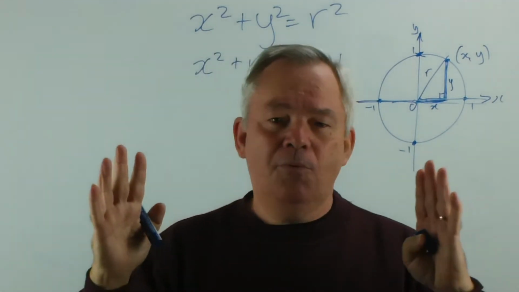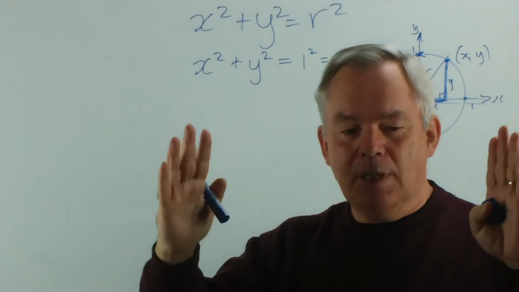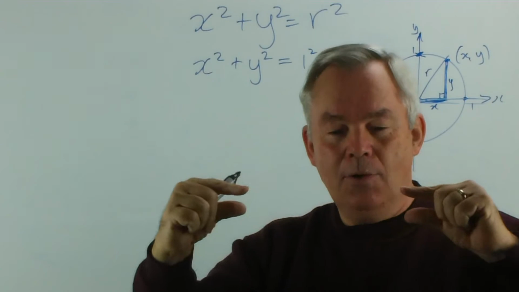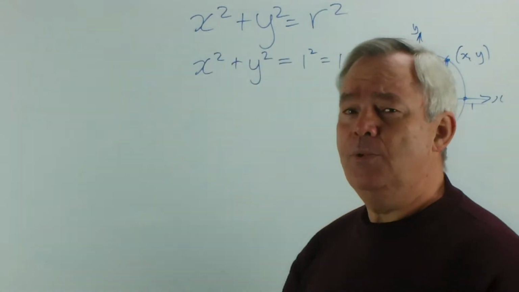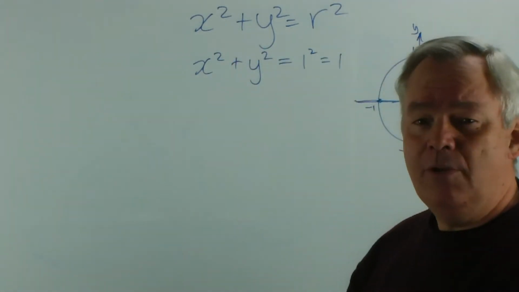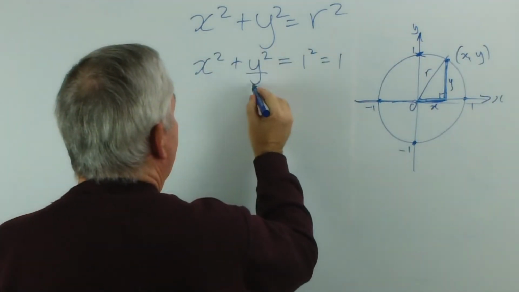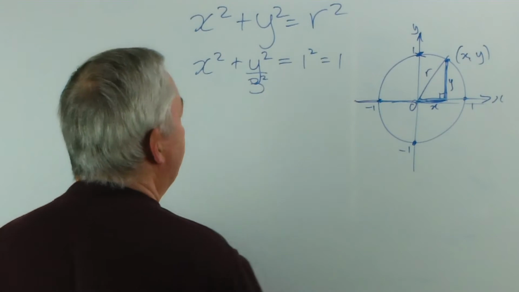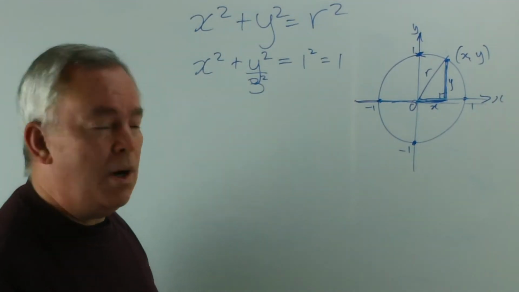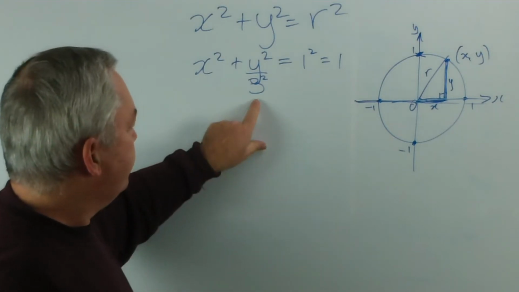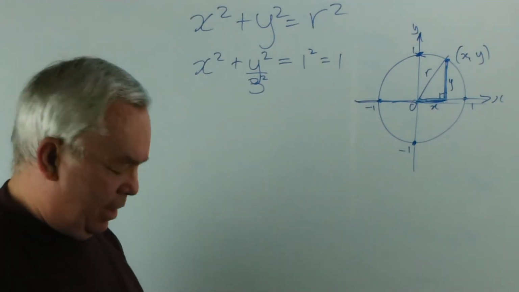Now, if we wish to distort the circle so that we can squash it in, or squash it vertically to make it elongated, what do we do? It turns out to be a very, very simple process. We simply divide the x squared or y squared by some other number, preferably a square. Let's see what effect that has.